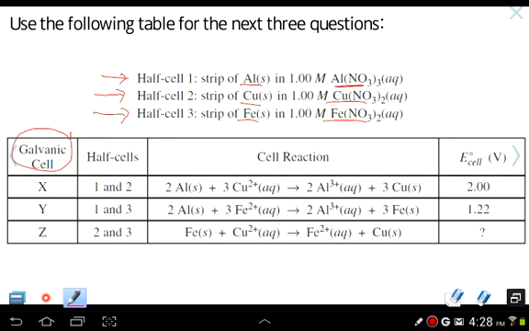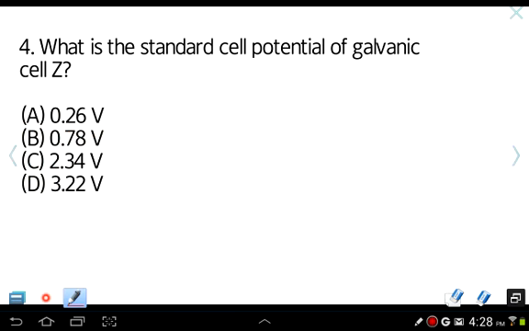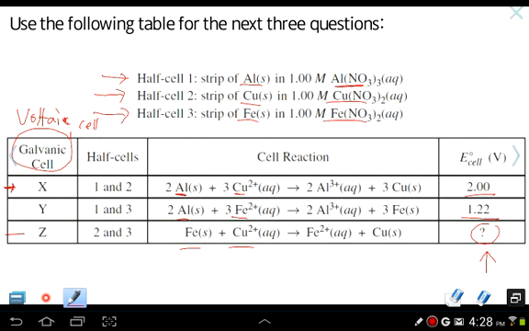Cell 1 and 2 in galvanic cell X. A galvanic cell can also be called a voltaic cell, recall. These two are synonymous. So we have aluminum and copper giving us a voltage of 2. We have aluminum and iron giving us a voltage of 1.22. We have iron and copper giving us an unknown voltage. And the first thing they'll ask us to do is to determine this unknown voltage. In fact, if you take a look at the next question, it says, what is the standard cell potential of galvanic cell Z, which is this one here.